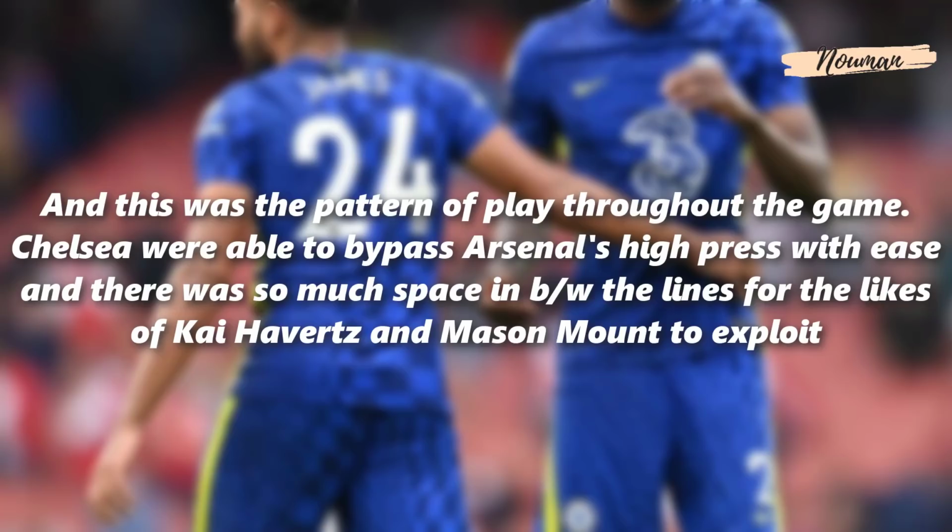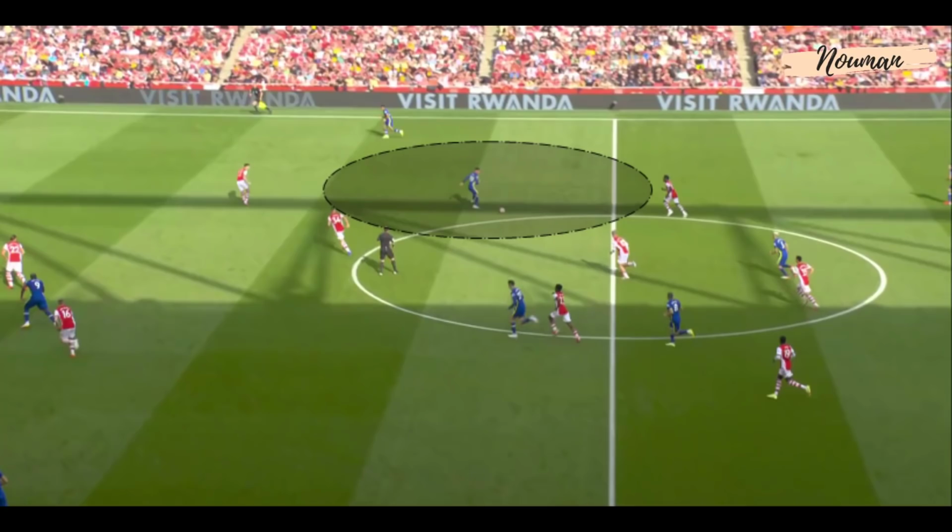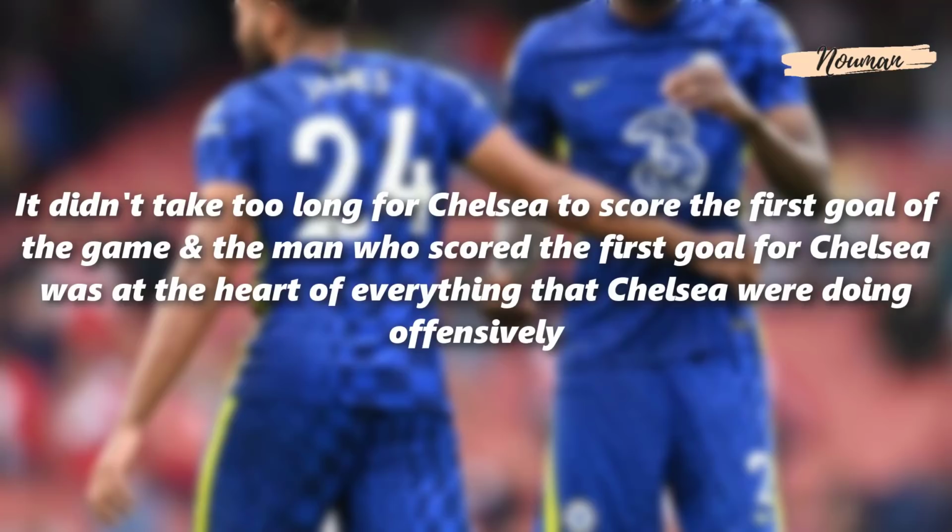And this was the pattern of play throughout the game. Chelsea were able to bypass Arsenal's high press with ease, and there was so much space in between the lines for the likes of Kai Havertz and Mason Mount to exploit. It didn't take too long for Chelsea to score the first goal of the game.